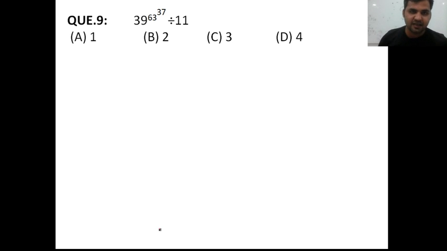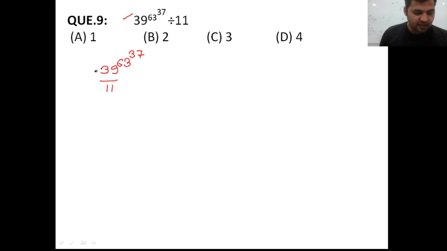Okay, so let me explain. See, the concept of Euler remainder theorem, right? We have already discussed it. So I'm discussing this question number 9 here. Please concentrate. I guess if you look at the solution of this question, all your doubts will get clear. See, 39 power 63 power 37 when divided by 11, what is the remainder?